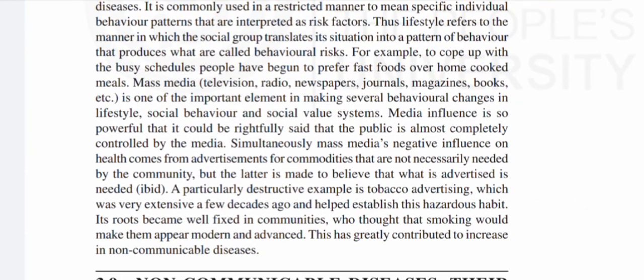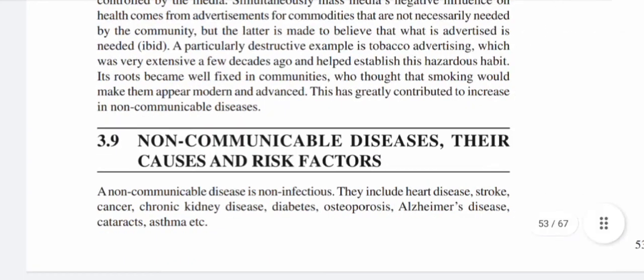A particularly destructive example is tobacco advertising, which was very extensive a few decades ago and helped establish this hazardous habit. Its root became well fixed in communities who thought that smoking would make them appear modern and advanced. This has greatly contributed to the increase in non-communicable diseases.